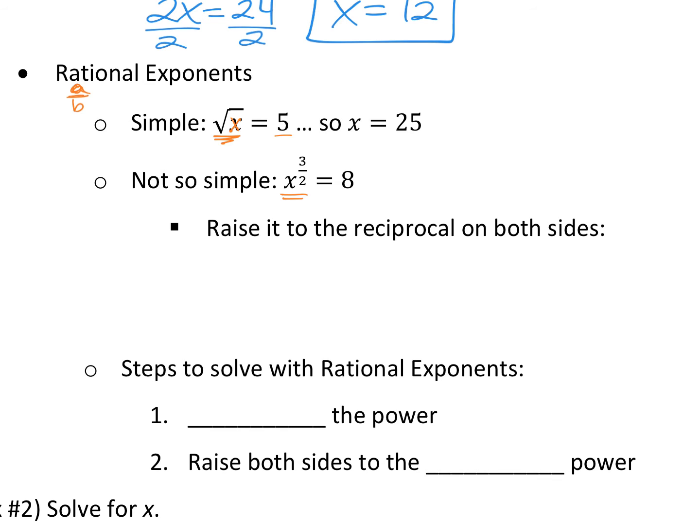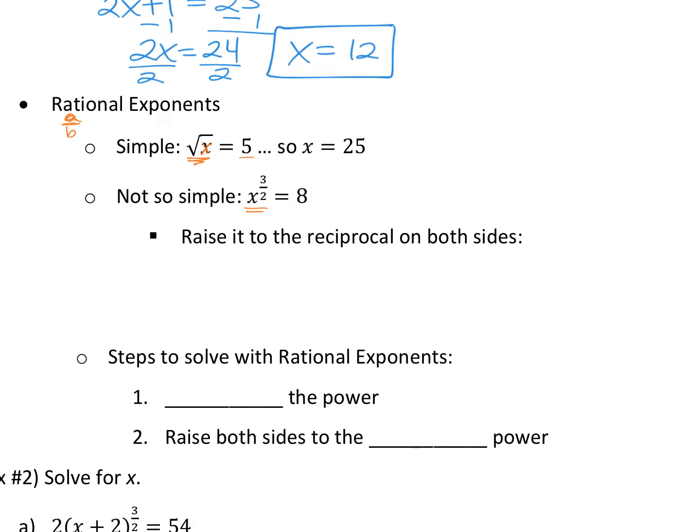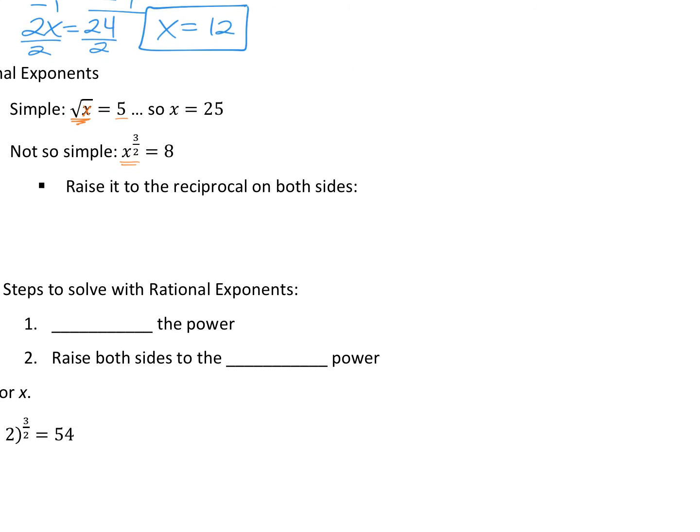Like, ooh, what is it that I could take a square root of and then cube so that I get 8? Or vice versa, take the cube root of and then square so that I get 8. So instead, what we're going to do is raise it to the reciprocal on both sides, okay? So if I have x to the 3/2 power equals 8, if I take this to the 2/3 power, then I have to do it to this side too, right?